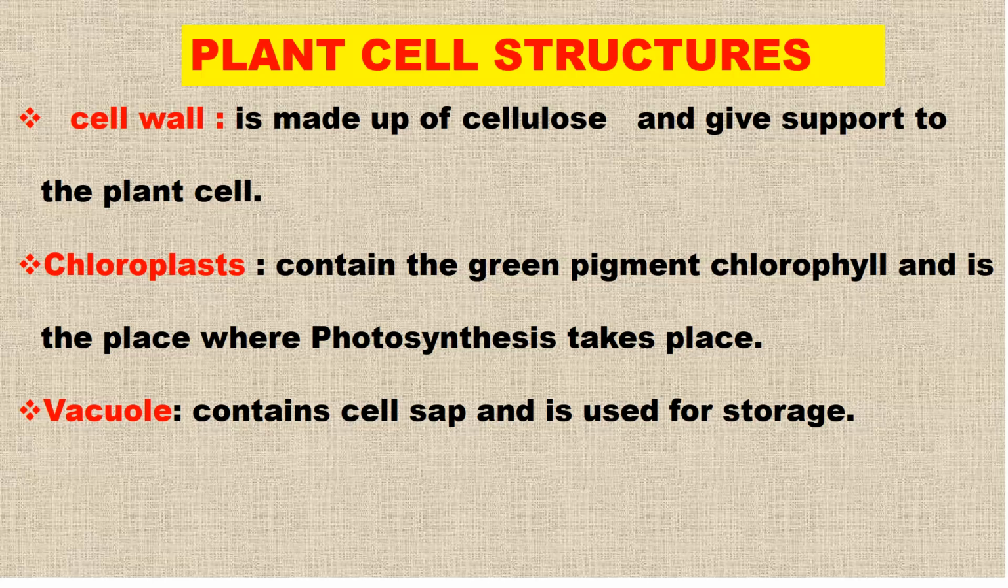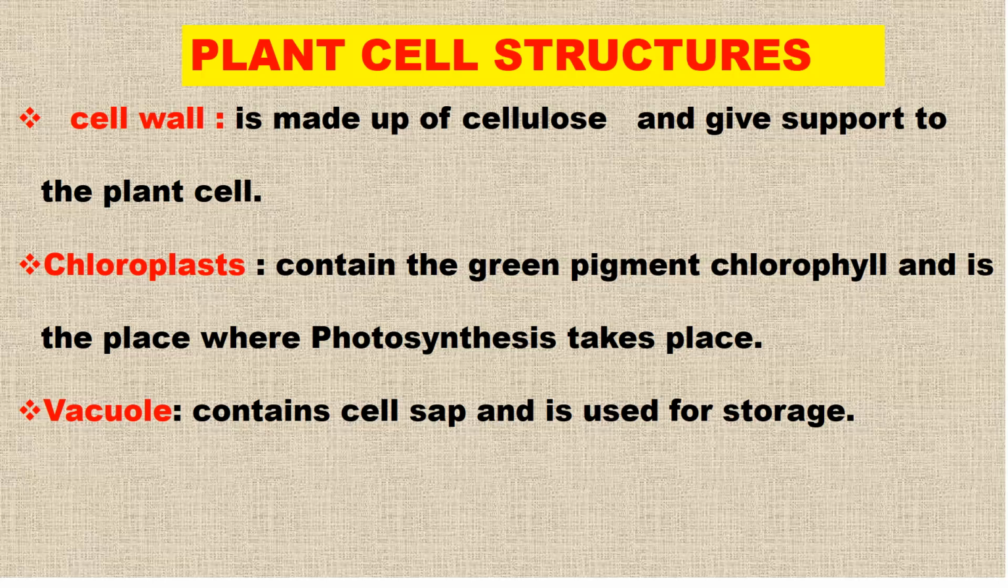Now, what are the functions of these plant cell structures? The cell wall is the outer part of a cell, and it is made up of cellulose. First of all, its function is to protect the inside of the cell from mechanical damage. You can also add that it prevents the cell from bursting when it absorbs a lot of water. So the cell wall is made up of cellulose and gives support to the plant cell, and it also protects the cell from bursting when it takes in a lot of water.